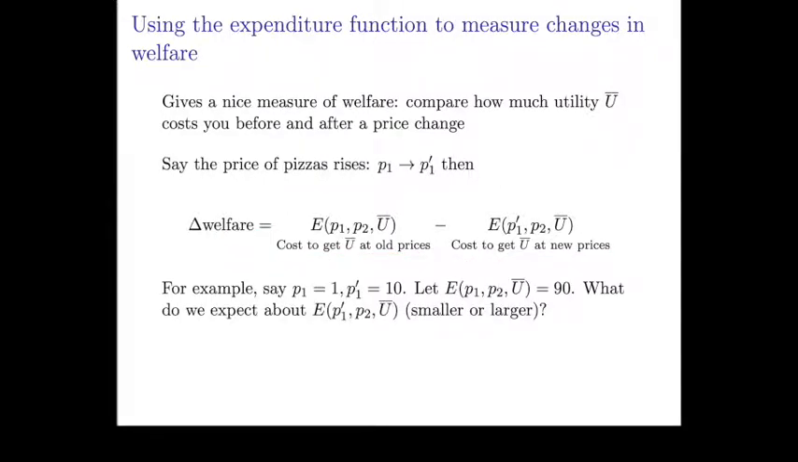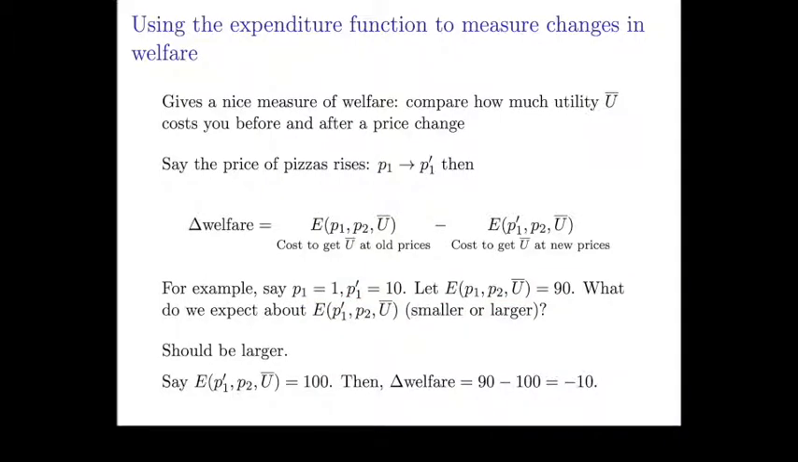For example, let's suppose the price of good 1 is 1 and it increases to 10. Now let's suppose, before the price increase, it costs you $90 to reach utility level U bar. How much would we expect it to cost you to get to the same utility level after the price has increased from P1 to 10? Should it be smaller or larger? Well, I think we would obviously expect it to be larger.